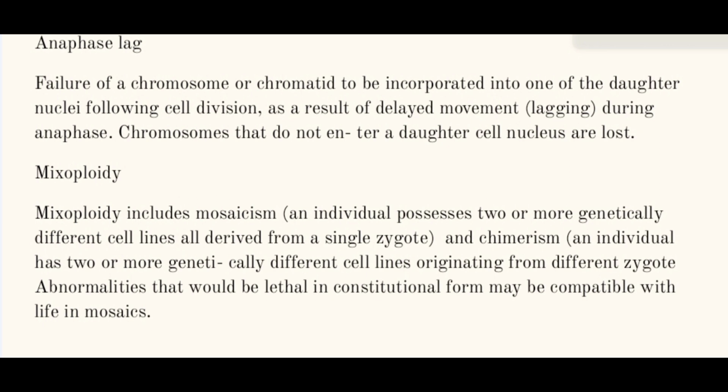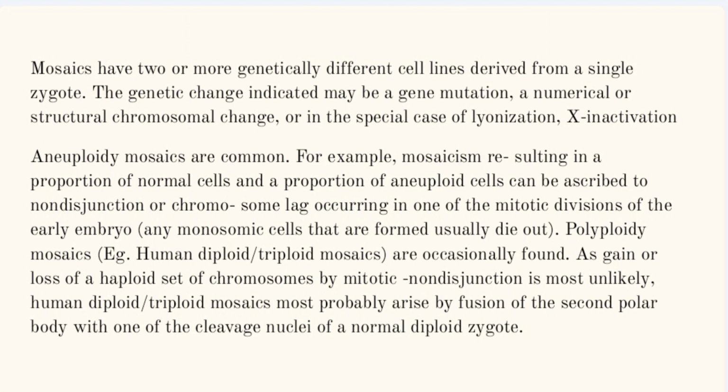Mixoploidy. Mixoploidy includes mosaics, where an individual possesses two or more genetically different lines derived from a single zygote, and chimerism, where an individual has two or more genetically different lines originating from different zygotes. Abnormalities that would be lethal in constitutional form may be compatible with life in mosaics. The genetic change may be a gene mutation, a numerical or structural chromosomal change, or, in a special case, lyonization, X inactivation. Aneuploidy mosaics are common.